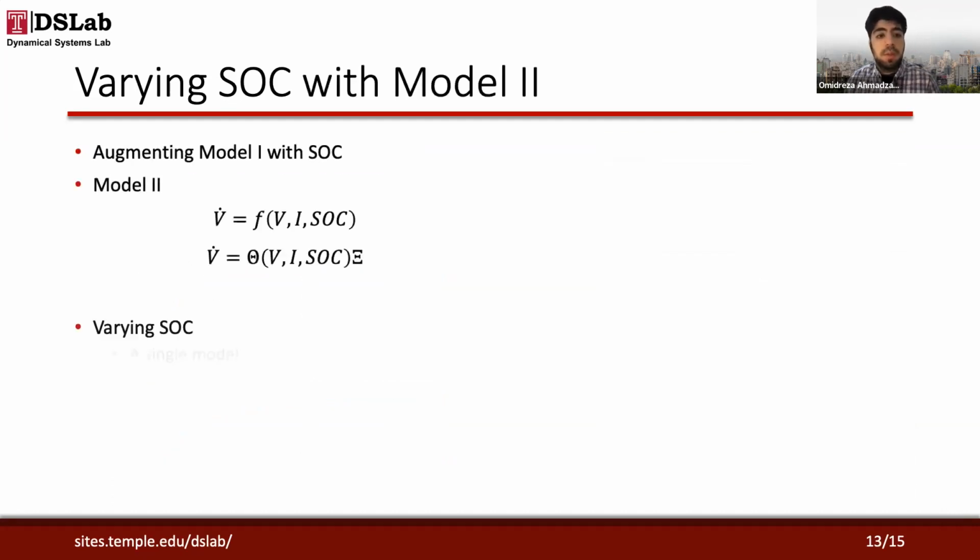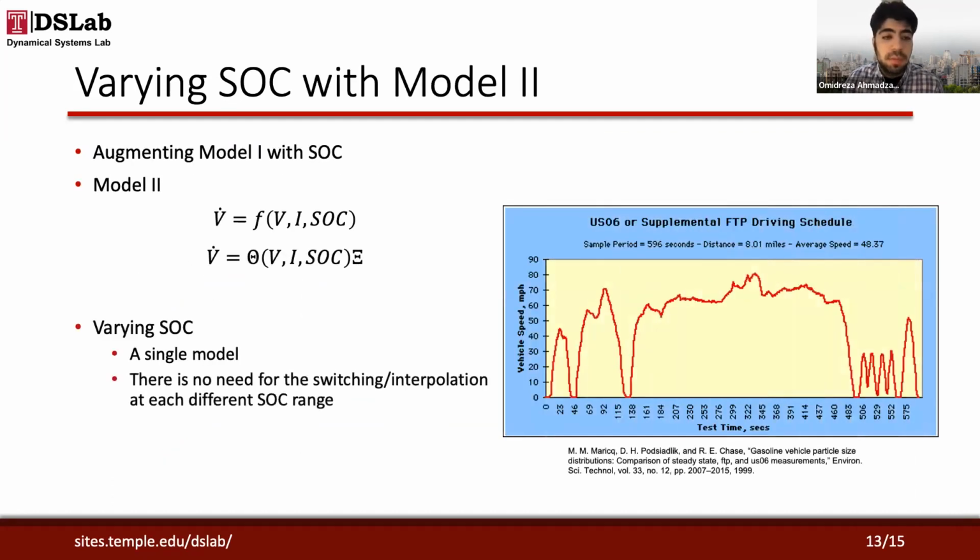So here we can augment model 1 with SOC and make model 2. In model 2, our library is made of functions of the voltage, current, and SOC, but in model 1, we only have functions of the voltage and current. If we use model 2 for varying SOC, then we only have a single model, and there is no need for switching or interpolation at each different SOC range.